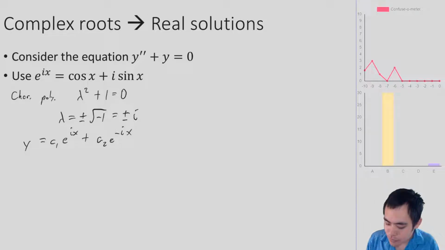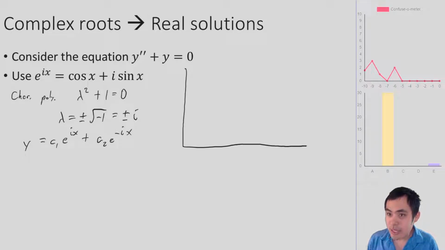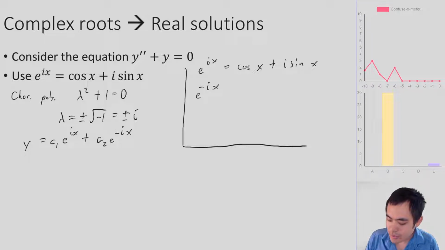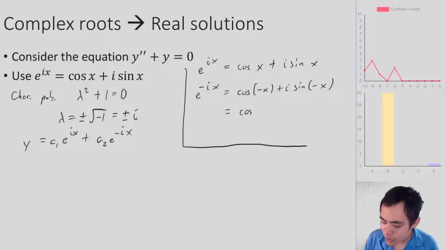And to answer that, what we'll notice is that e to the ix, well, that's equal to cosine x plus i sine x. And e to the minus ix is equal to cosine of minus x plus i sine of minus x. But of course, cosine is even, so that's equal to cosine of x. And sine is odd, so that's minus i sine x.